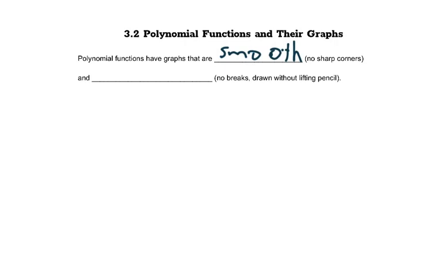and smooth means that there's no sharp corners, so like an absolute value function is not a polynomial because there's a corner there. And continuous. Continuous means that you could trace that graph without picking up your pencil.